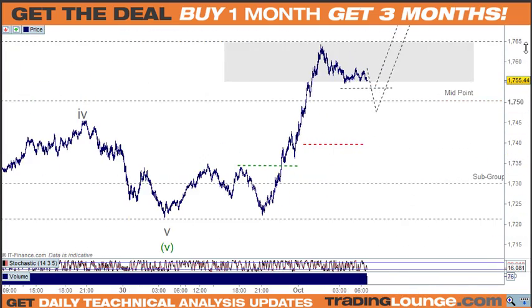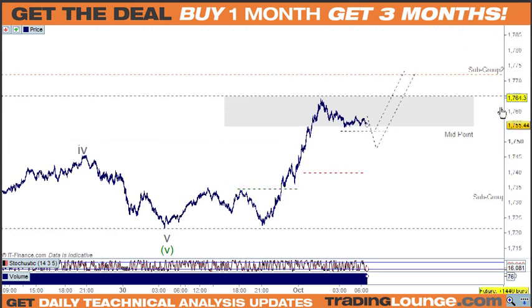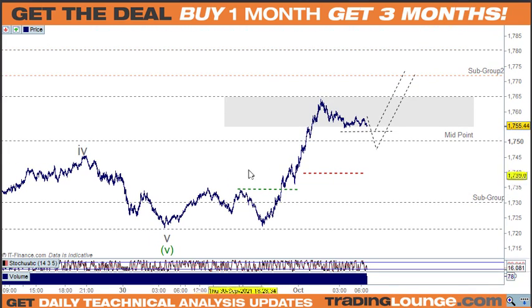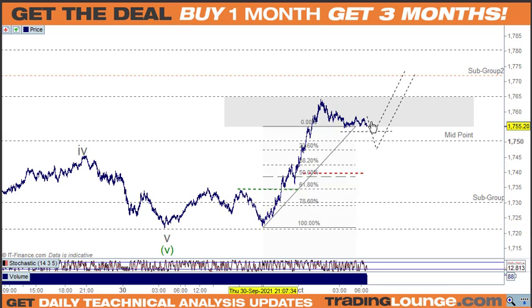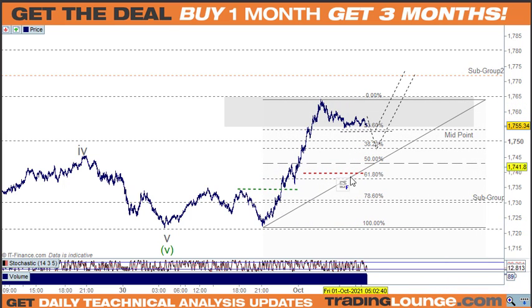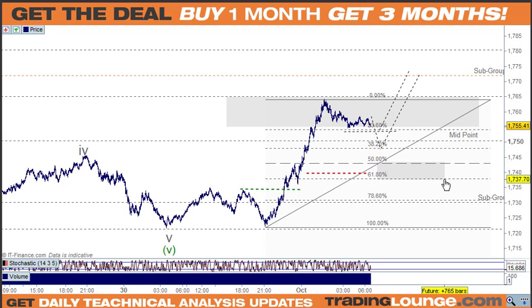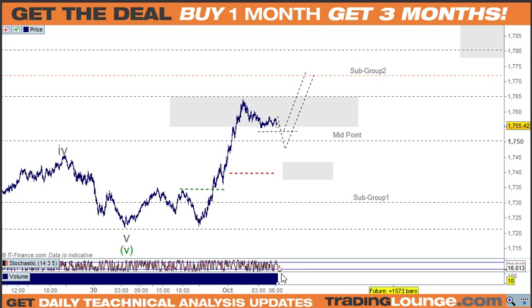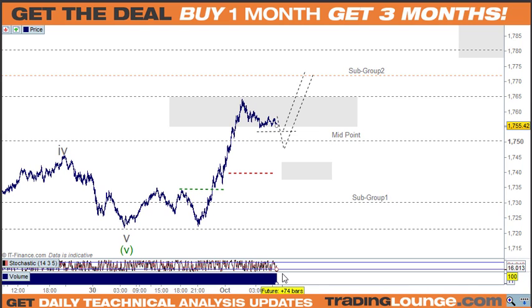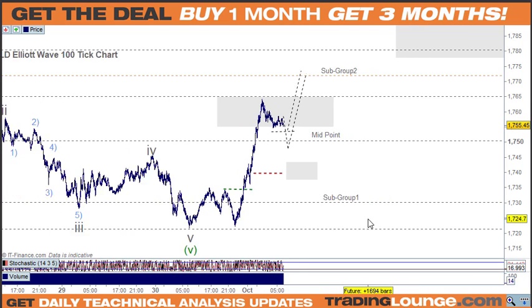Now, we don't really have 5 waves up yet, so this whole move up could be corrective at that point. We shouldn't see this market drop back below from here to here. We shouldn't see it back at the 61.8%. It shouldn't be back in this zone here. If it comes back into this zone here, then Houston, we've got a problem, you know. Okay, we'll just leave that for the time being.